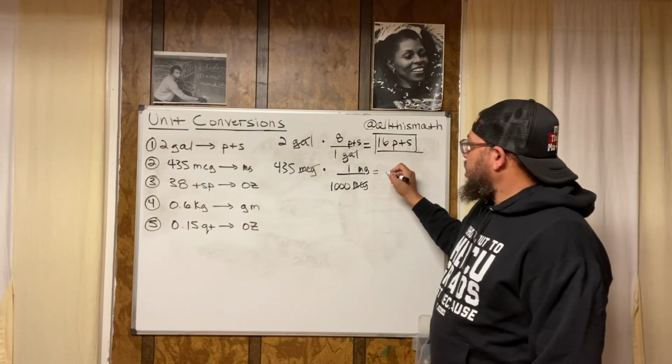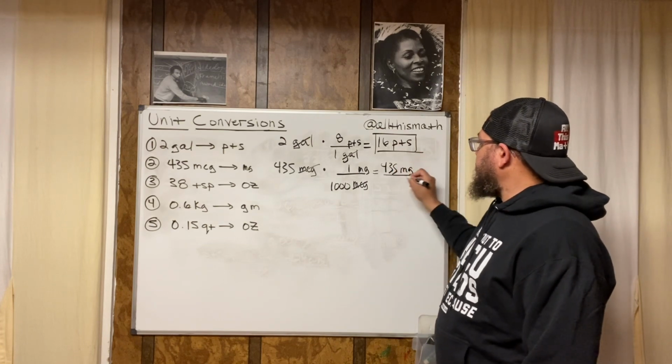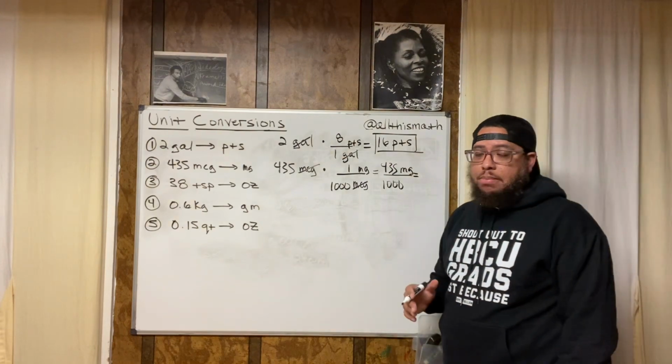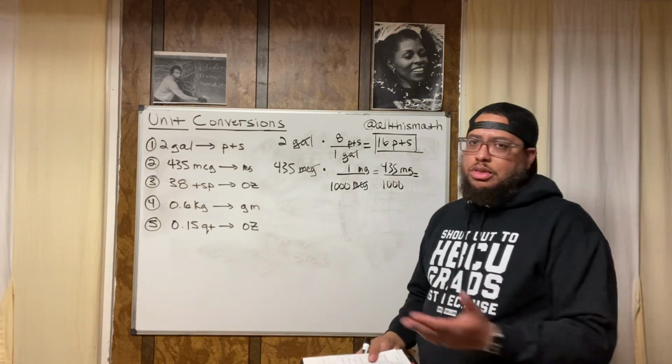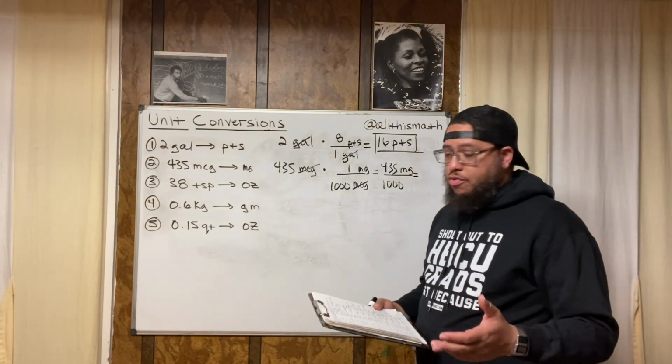We're going to do 435 milligrams divided by 1,000. So now we got to do some division. So when we divide by 1,000, now you can take out your calculator and just do the division. You're going to get 0.435. That's what you're going to get.